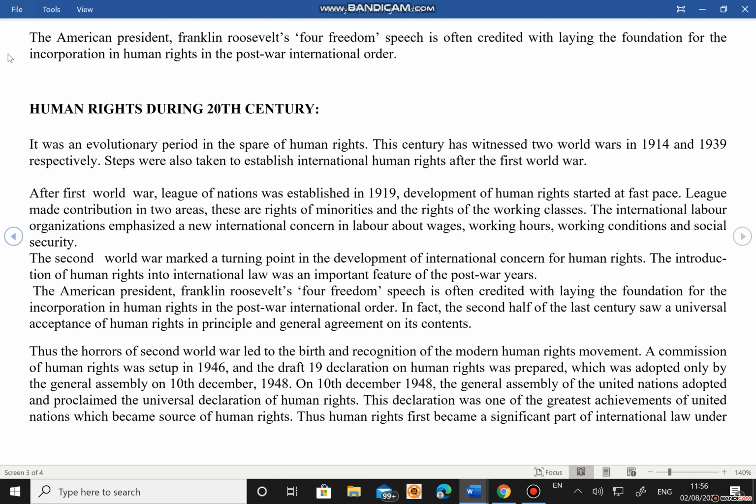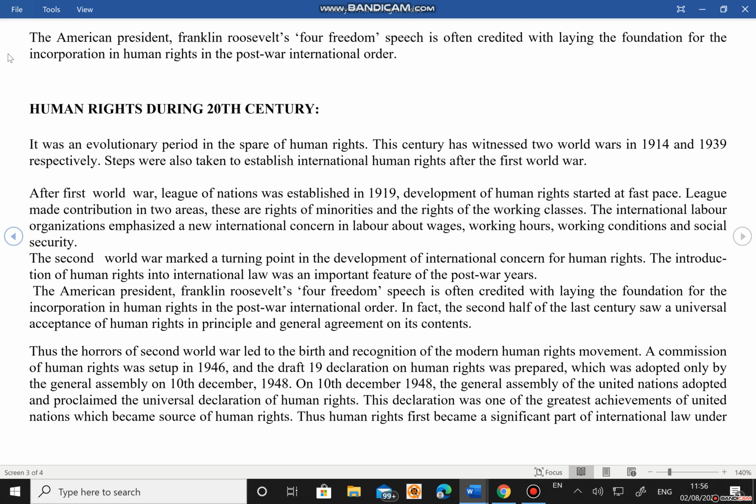Now, coming to human rights during 20th century. When we talk about the 20th century, we have already covered the world wars which happened in 1914 and 1939 respectively. After the First World War, the League of Nations was established in 1919. The League made contribution in two areas. Which were the two areas? Rights of minority and rights of working classes.